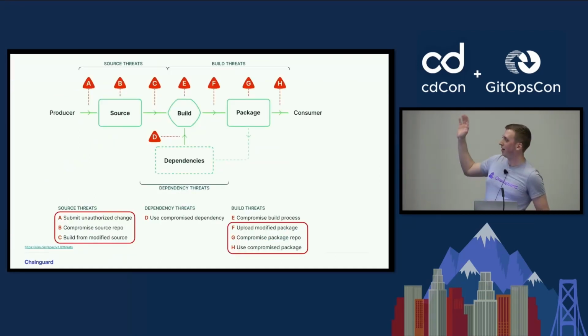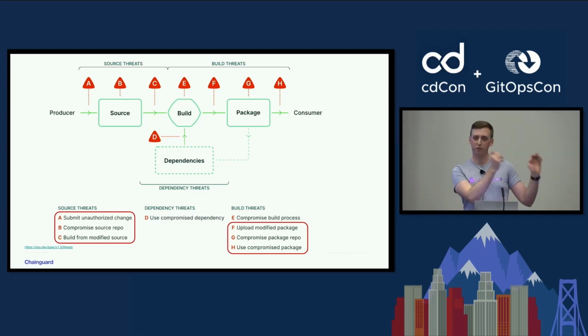So then, going back to this chaotic graph from before, you'll notice if you look at some of the source threats on the left side here, and you look at some of the build threats on the packaging side here, you'll see a similarity between the two, right? So on the source side, submit unauthorized change. On the package side, upload modified package. Compromise source repo, compromise package repo. Build from modified source, use compromised package.